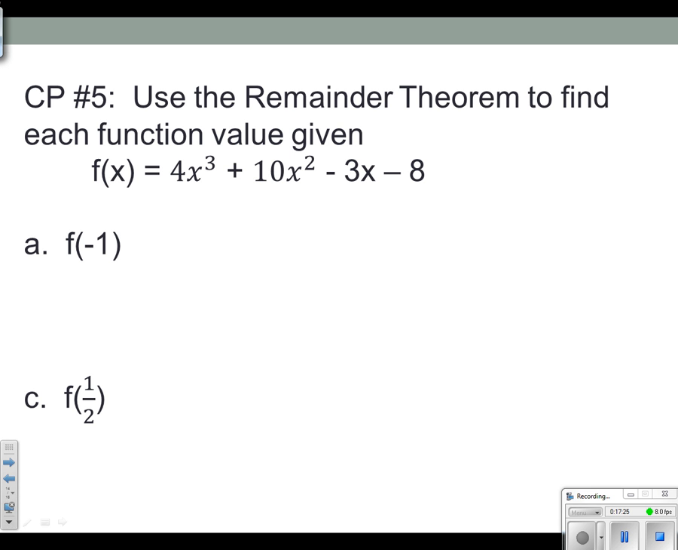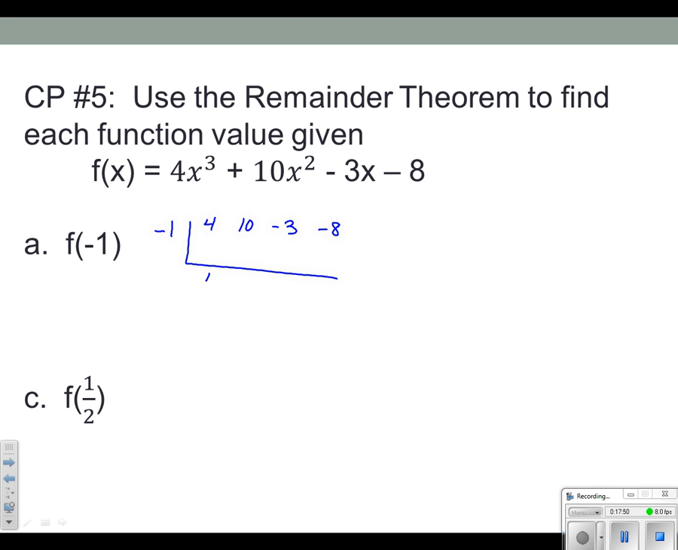Use the remainder theorem to find each function value given the f of x function on the screen. All right, so if we're doing f of -1, in other words, they're telling us that our first k value, or our first factor, is going to be a -1. So let's quickly do our synthetic division on it. We have a 4, 10, -3, -8.